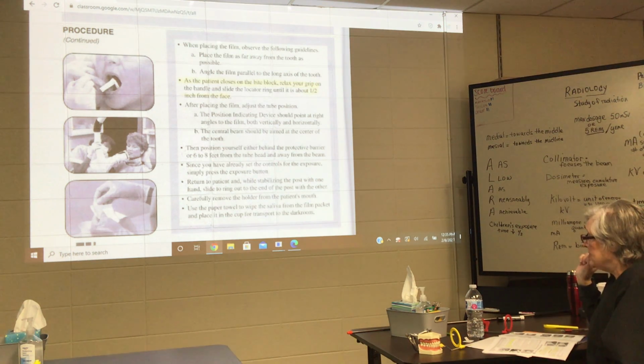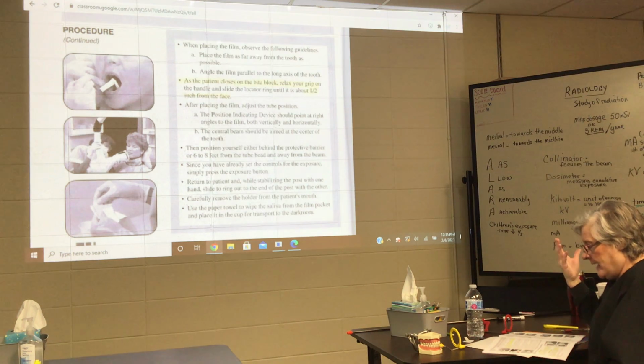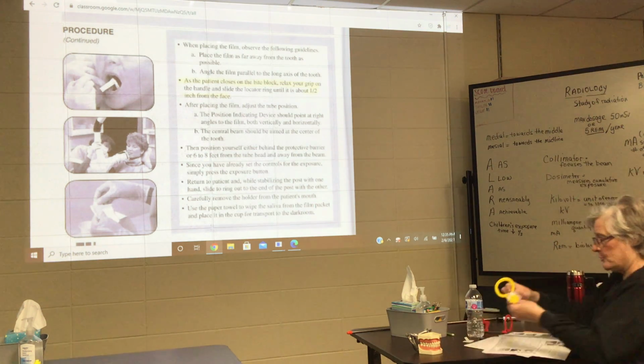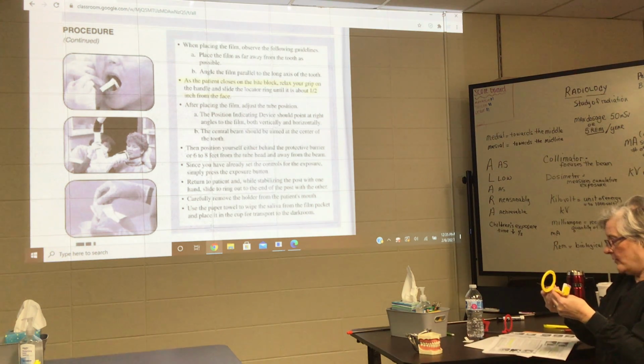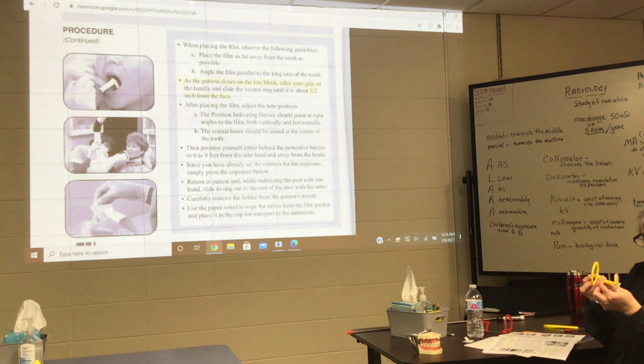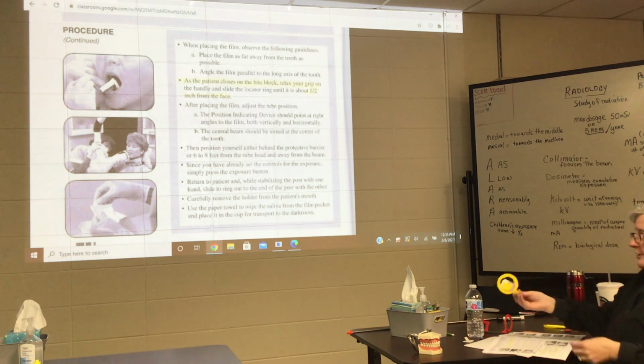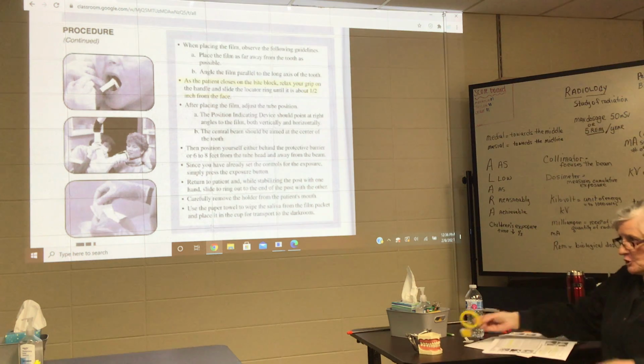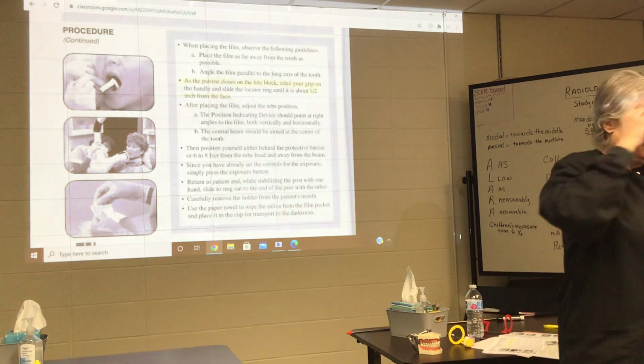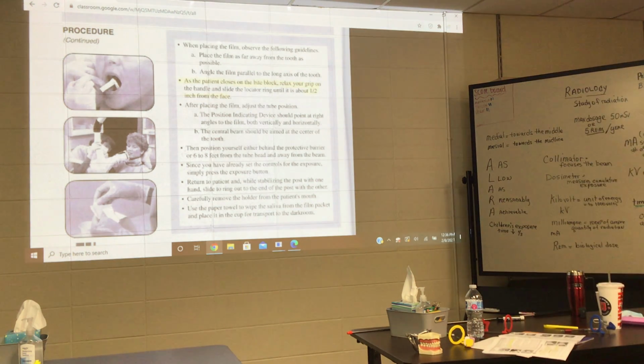Here's another part to be highlighted. As the patient closes on the bite block, relax your grip on the handle and slide the locator ring till it is about a half an inch from the face. So that's how far it should be from the face for the inverse square law to be in effect.